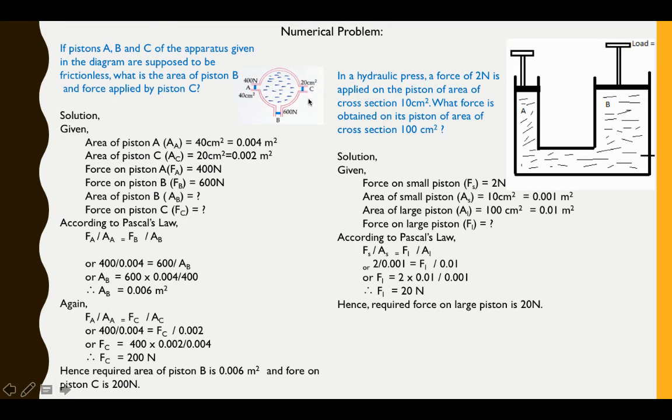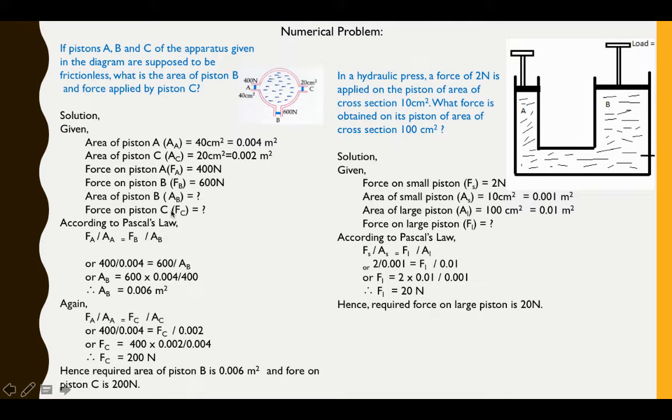Similarly, in piston C, how much force is created, that we don't know. That is what is asked. According to Pascal's law, whatever pressure is exerted, equal pressure is transmitted everywhere. That means whatever pressure is created in piston A, the same pressure will be created in B, and the same pressure will be created in C.